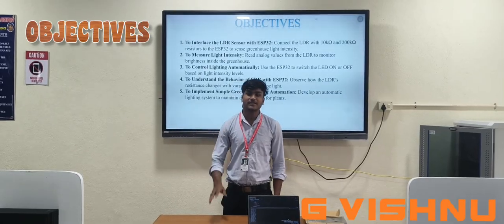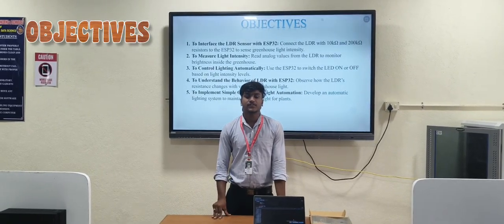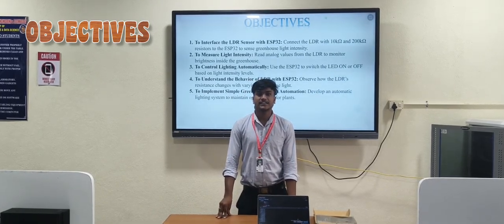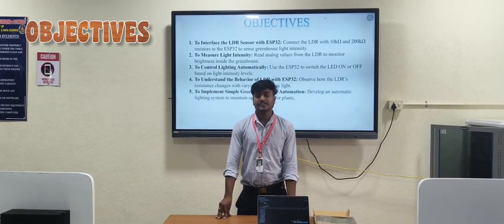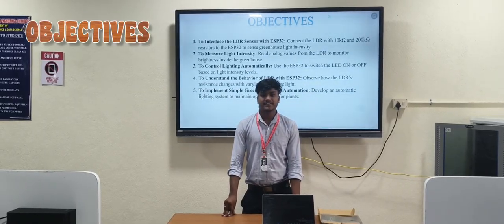Now I am explaining about objectives. The first one is to interface LDR with ESP32, to connect LDR with resistors to ESP32 to sense greenhouse light intensity. The second one is to measure light intensity using LDR to monitor brightness inside the greenhouse.